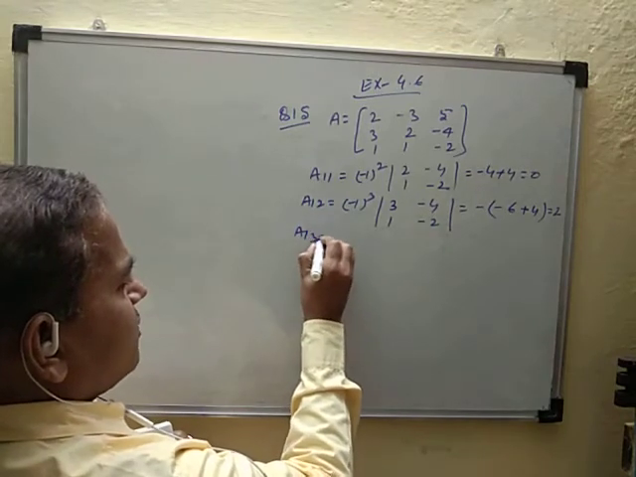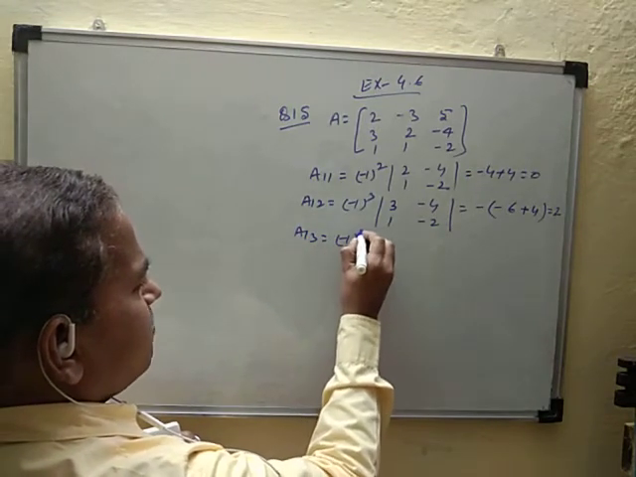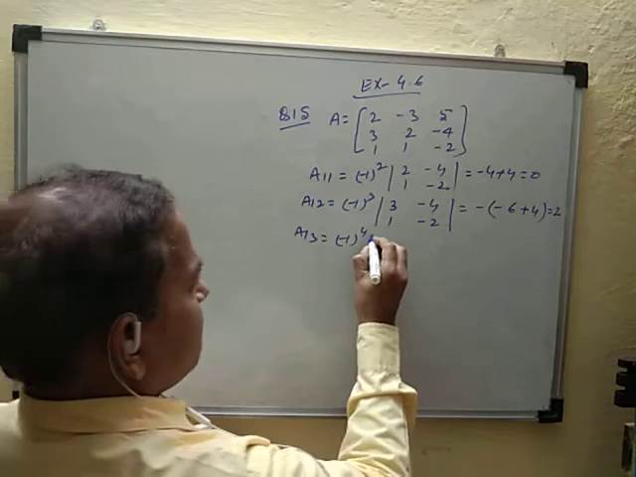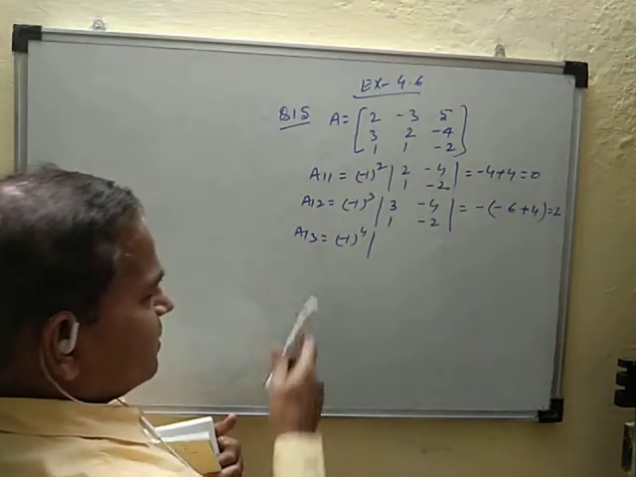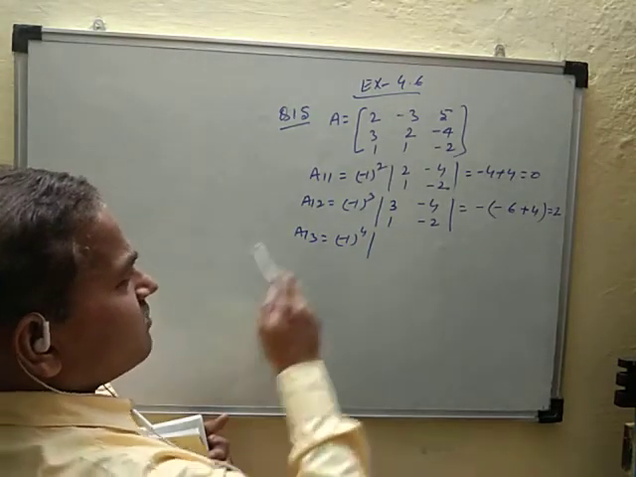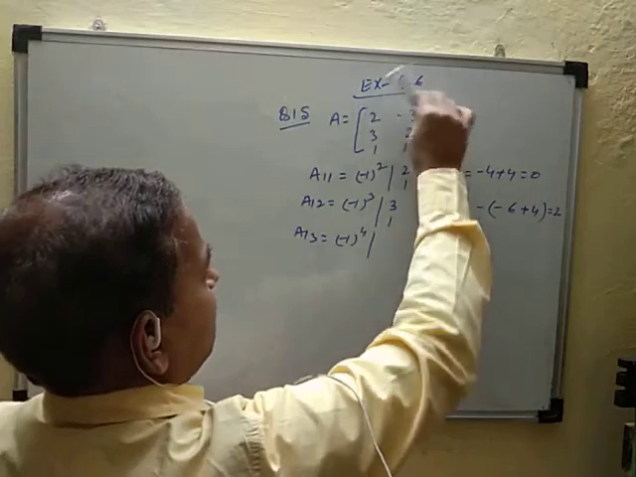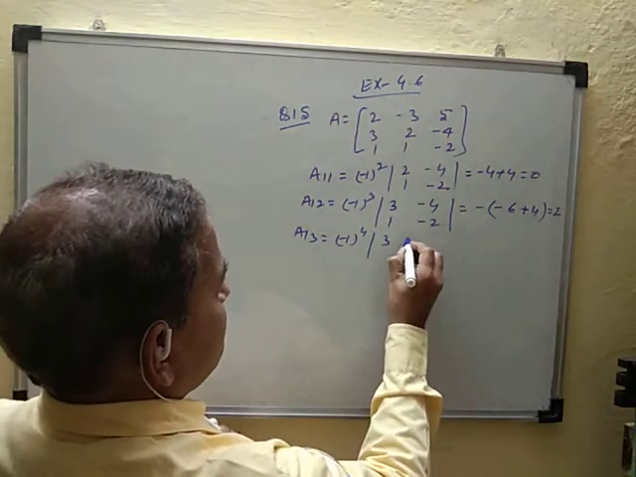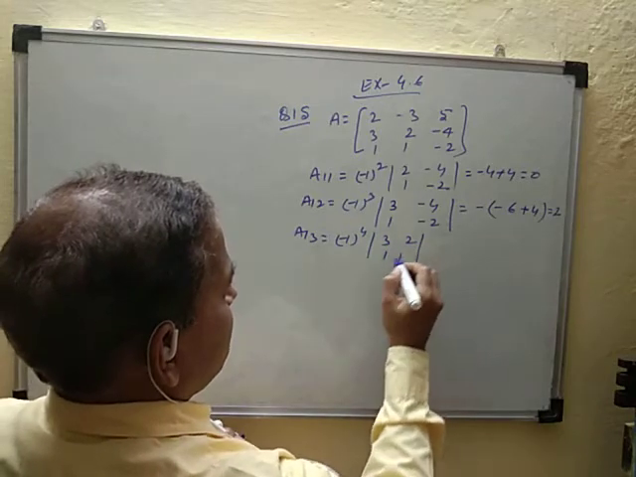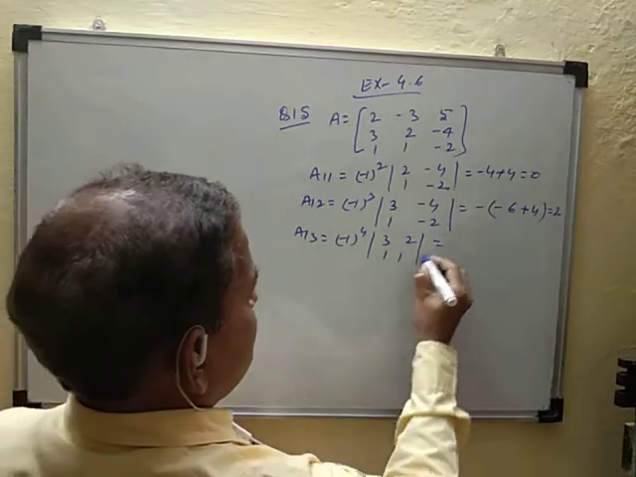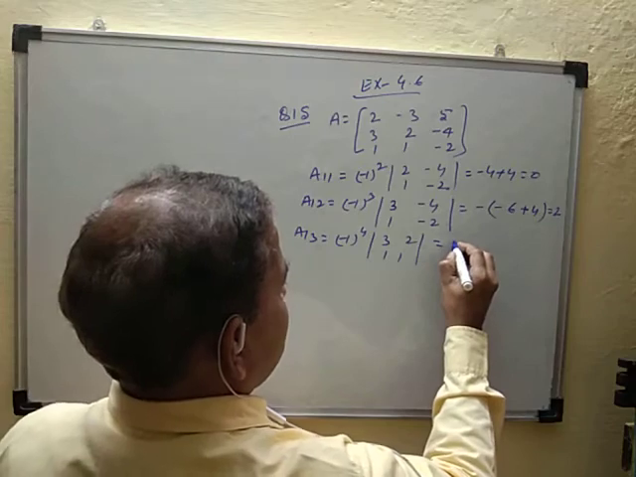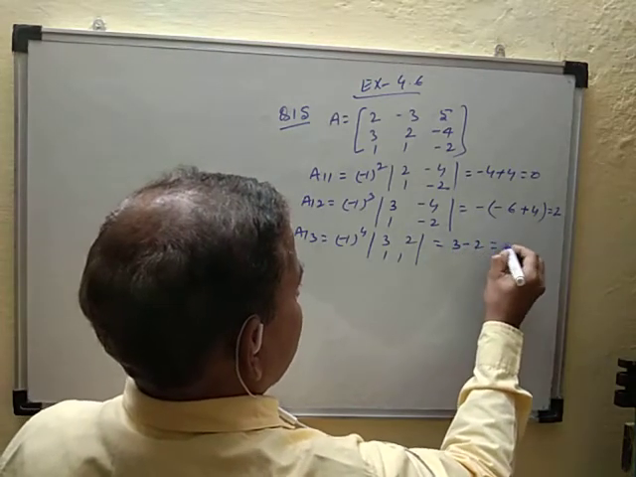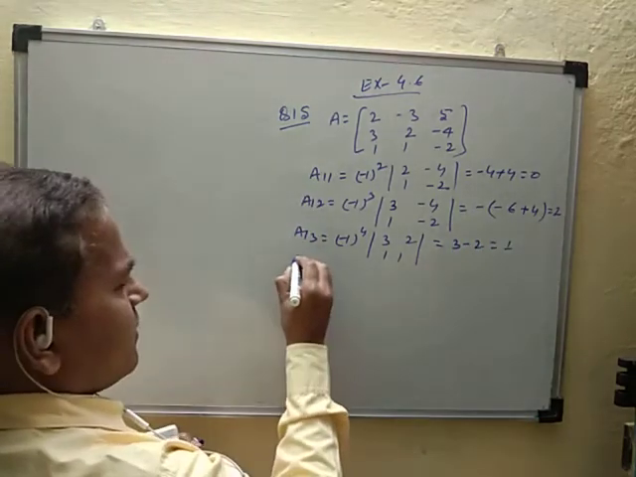Find A13, that is minus 1 to the power 1 plus 3, that is 4. A13 means delete first row and third column. So what is the remaining element? 3, 2, 1, 1. This becomes plus, multiply it, 3 minus 2 is equal to 1.